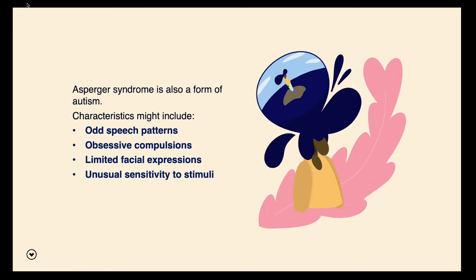Obsessive compulsions, or sometimes also tics. Limited facial expressions. This refers again to the fact that some people with autism sometimes have a really difficult time reading facial expressions, and this means that people with Asperger's syndrome also find it difficult to read them very well. That also makes it difficult to mimic them in a way. And unusual sensitivity to stimuli, which again refers to people experiencing things much more intensely, often because of the higher connectivity in their brain, and much more information being processed.